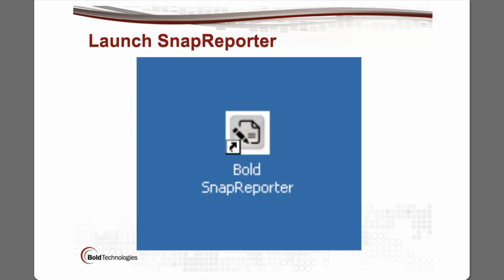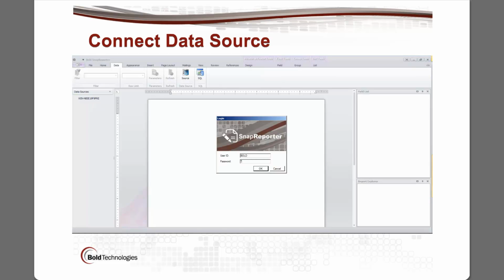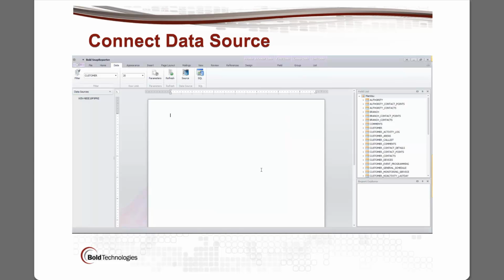First, locate the icon on desktop labeled SnapReporter and double-click. Since we created a data source in Part 2, we need to connect to it. If you are not connected to a data source, simply click on the name of the data source on the left and enter your Manitou username and password. As a reminder, you must have permissions to use Supervisor Workstation to be able to log in and begin using the SnapReporter.